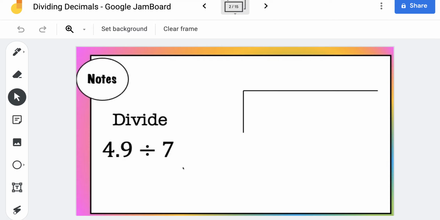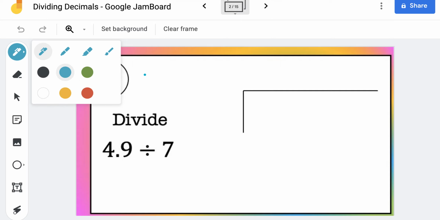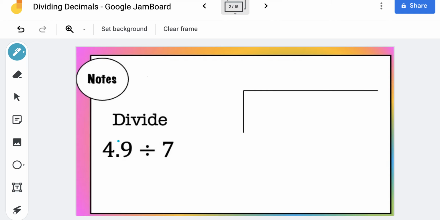Hey everybody, in this problem we're going to divide 4 and 9/10 by 7. So first of all, come over here and grab a pen or marker. It's up to you. I'm going to go with blue. And we're going to put the 4.9 inside the division box. So 4.9 goes right there, and then the 7 goes on the outside.